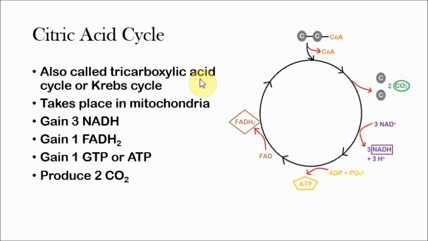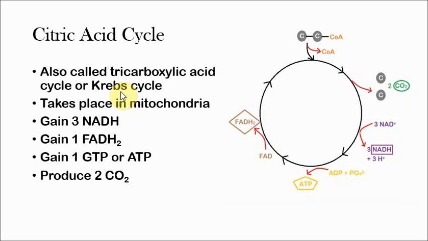And if you remember back from our chemistry unit, the carboxyl group that citric acid has is an acidic functional group. So that's why it's called a tricarboxylic acid. And it's also known as the Krebs cycle for the guy who did a lot of the work in figuring out how it works. His last name was Krebs.